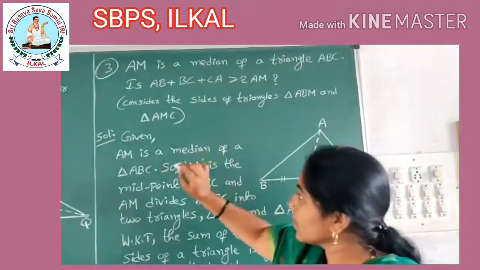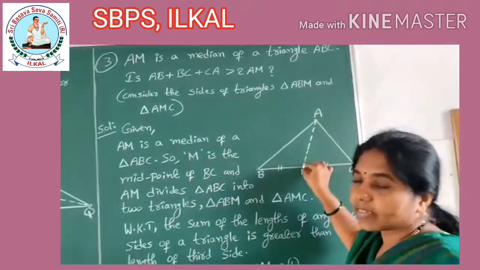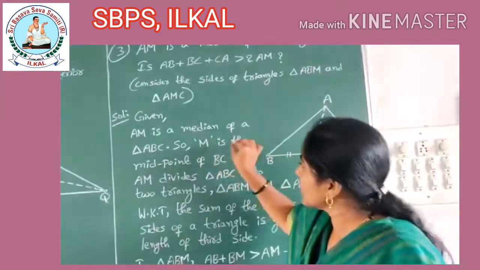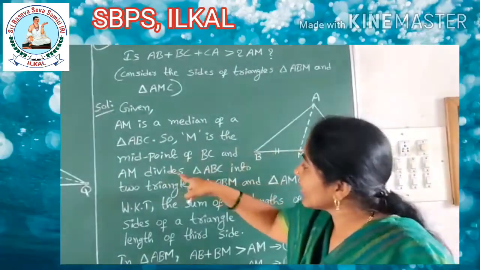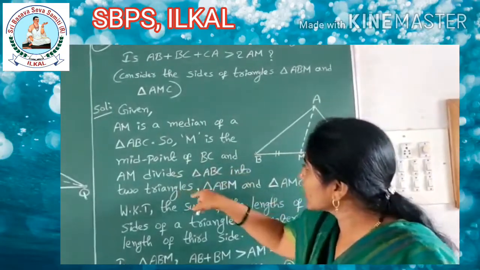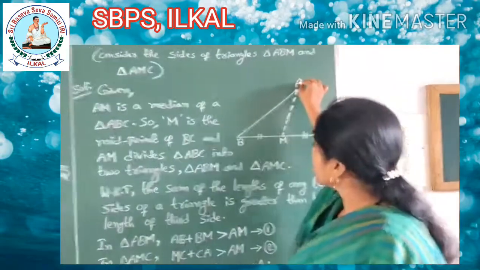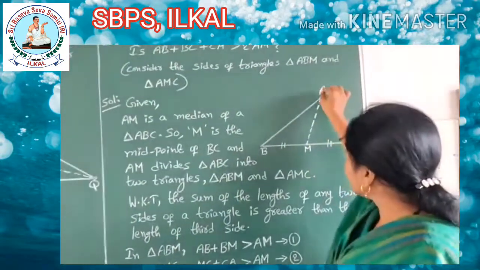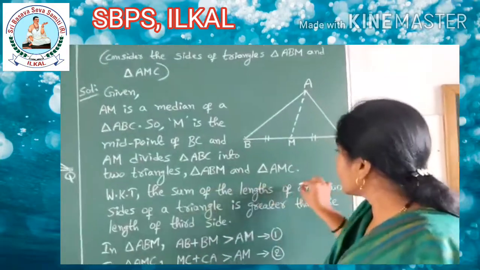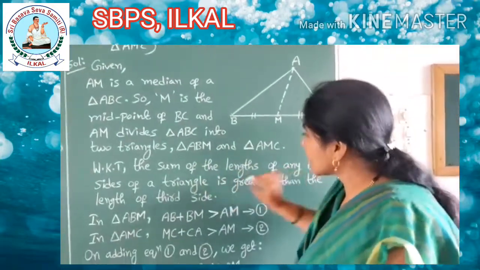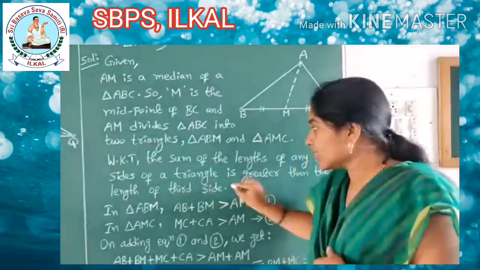Let's solve. Given AM is the median of triangle ABC. So M is the midpoint of BC. And AM divides triangle ABC into two triangles: triangle ABM and triangle AMC. Okay. We know that the sum of the lengths of any two sides of a triangle is greater than the length of the third side. Any two sides when you add, it will be greater than the third side.